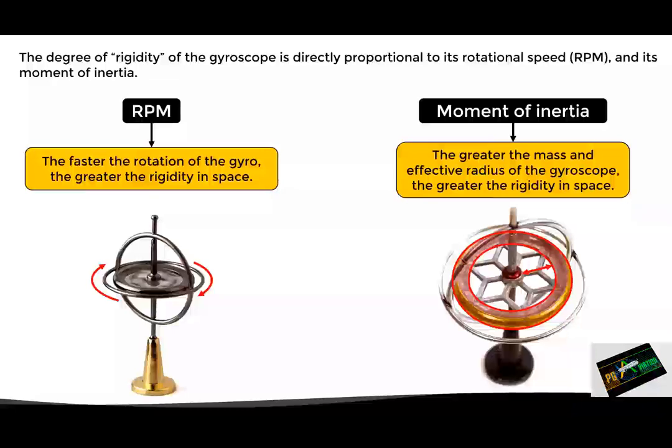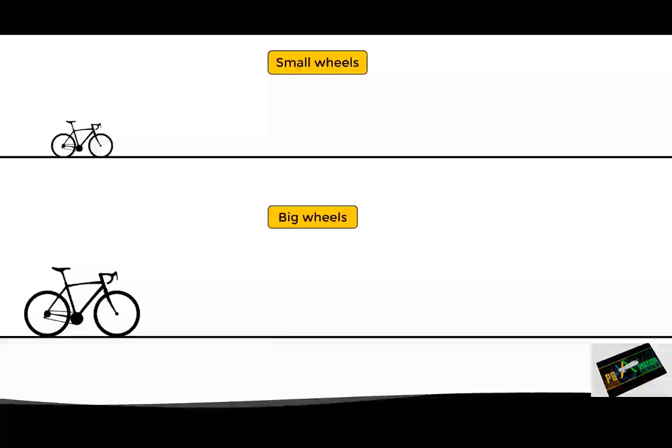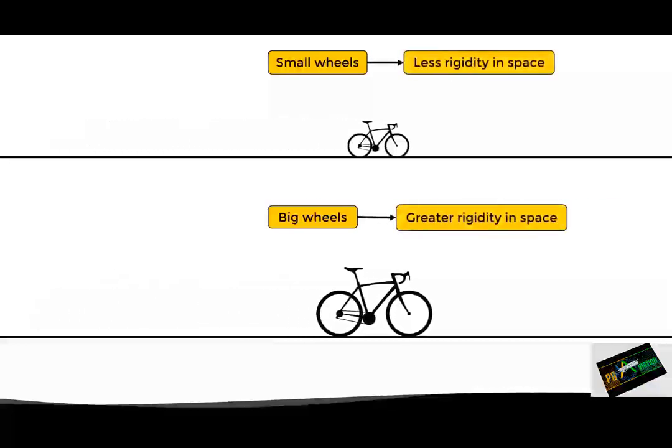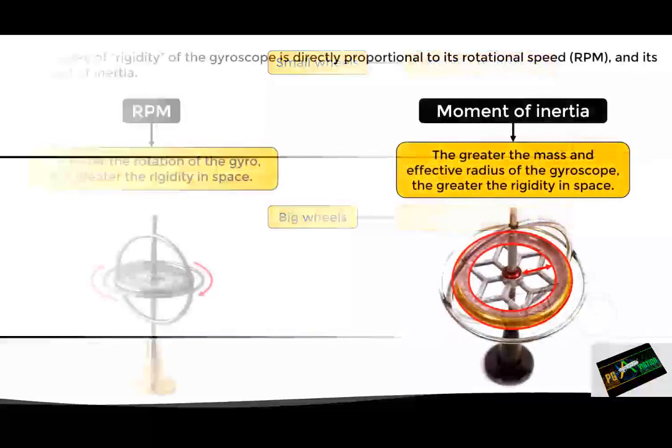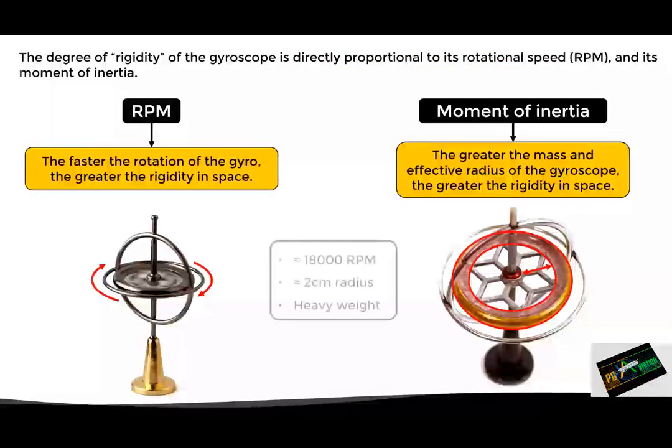This can also be experienced on a bicycle, because if we ride a bicycle with small wheels, they will present less rigidity in space, and therefore less stability. While if we ride a bicycle with bigger wheels, they will present more rigidity in space, and therefore the bicycle will be more stable. In general terms, we can say that the gyroscopes installed in aircraft instruments spin at about 18,000 RPM, have an effective radius of about 2 centimeters, and are heavy. Therefore, we can expect this type of gyros to have a high rigidity in space.